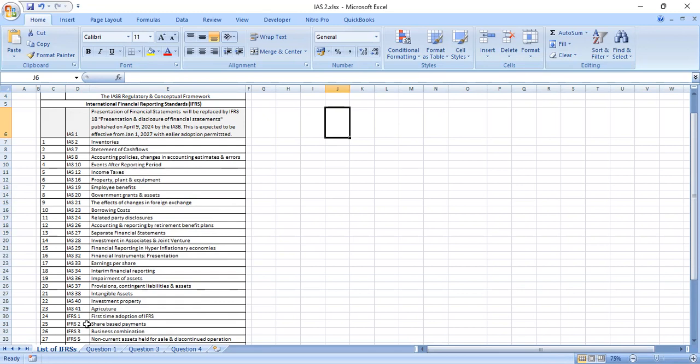Now, that being said, we'll go to the topic of the day, which is IAS 2. IAS 2 is on inventory.